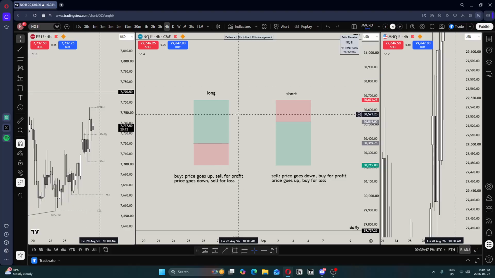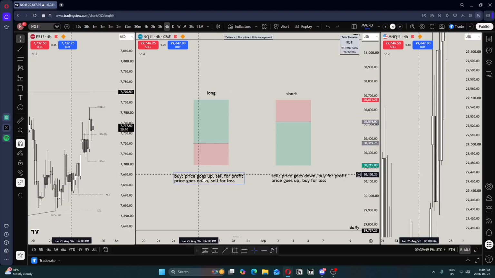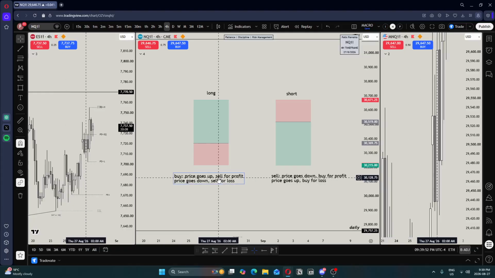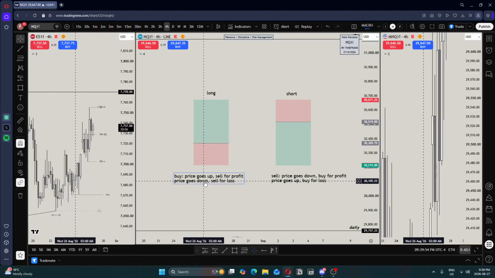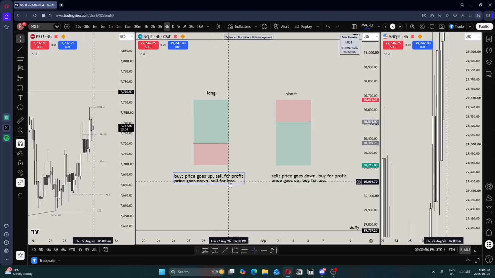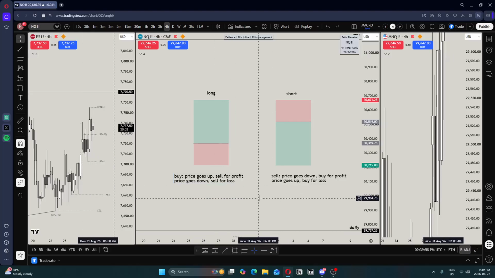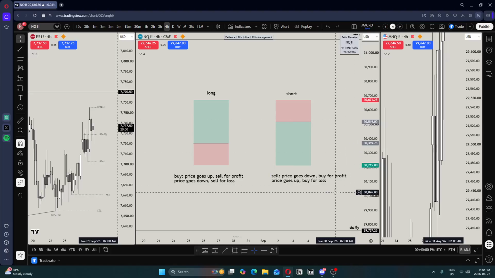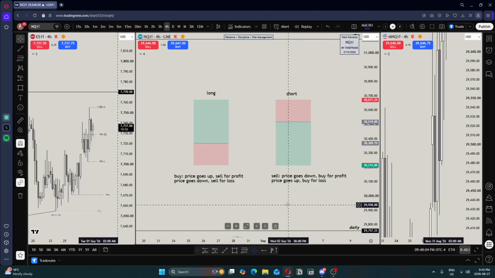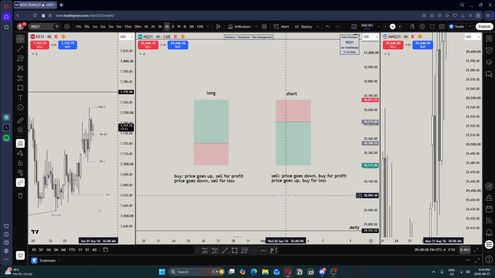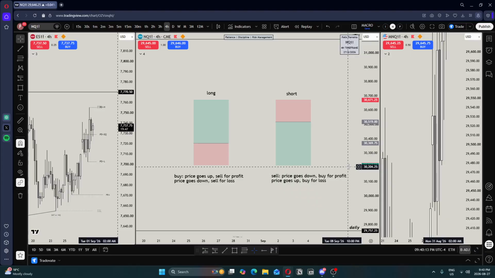A long is just your typical: you buy, price goes up, you sell for profit. Price goes down, you sell for a loss. Now a sell position is called a short, and entering a short position means that you are selling before you buy. So you're opening your position with a sell. If price goes down, you're buying for profit, and if price goes up, you're buying for a loss.